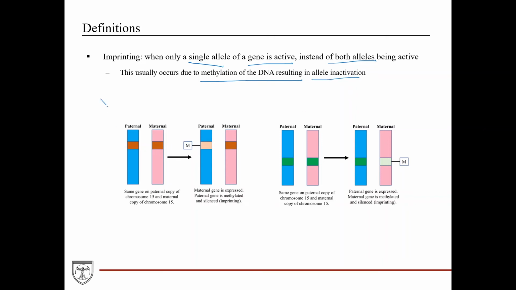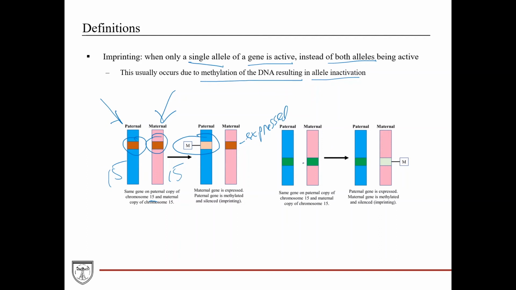So again, you inherit one chromosome from dad, one chromosome from mom. You have this gene at this locus or this location. We'll say this is chromosome 15 because that's what this diagram is indicating. And so what can happen here is the paternal gene is methylated, and so it's silenced, and then the maternal gene is expressed. It doesn't matter, because for this gene to manifest its phenotype, you only need one copy being expressed. And so the other copy, the paternal, gets silenced.